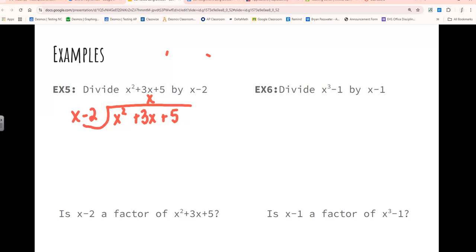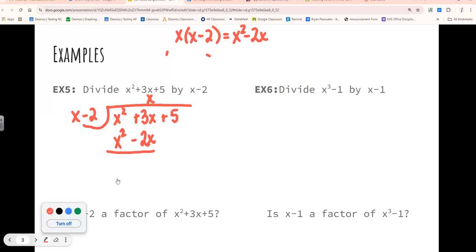Now I've got to multiply. When you're multiplying, you're doing x times x minus 2. What will I get when I do x times x minus 2? X squared minus 2x. So when I multiply, that's what I'm getting here. I want to line everything up. So x squared minus 2x. Okay, so I have divided, I have multiplied. What comes next?